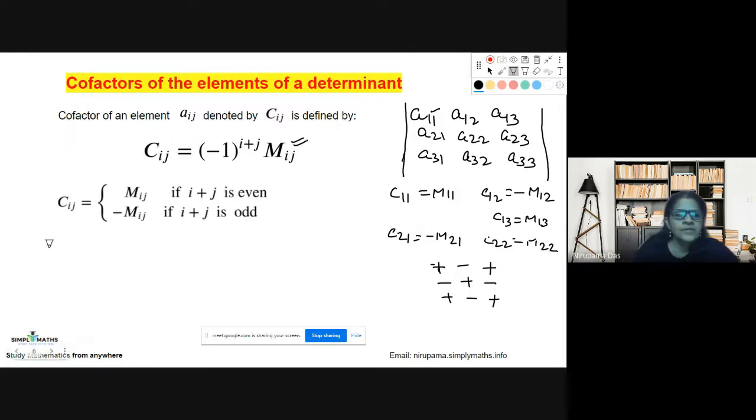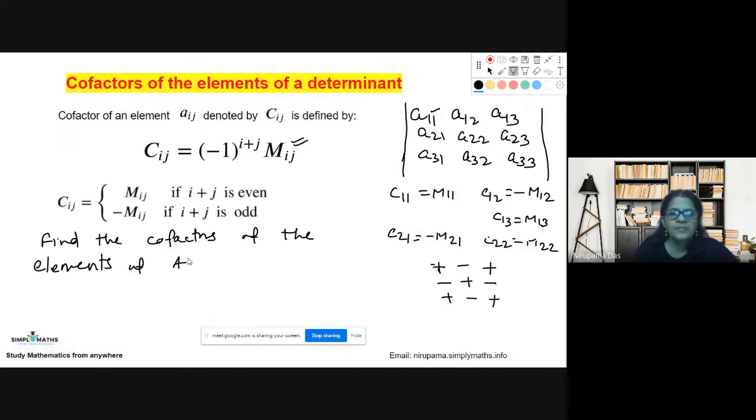Okay, so next, how to evaluate? Let me find the cofactors of the elements of determinant A. So let me take a 3 by 3: 2, 0, 1, 1, 7, 9, minus 1, 3, 2.